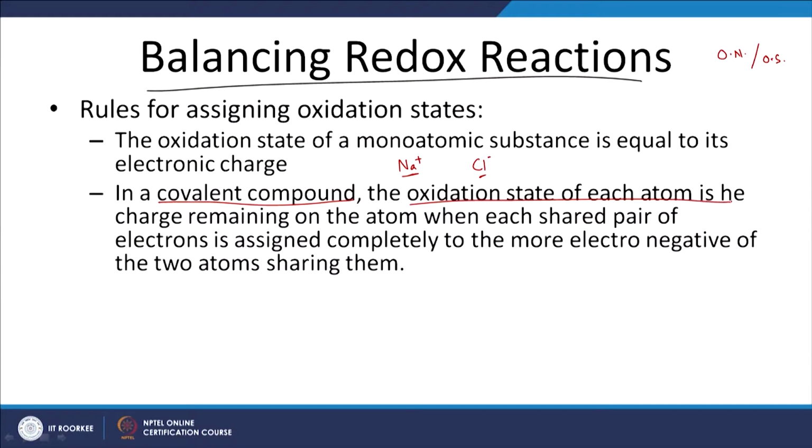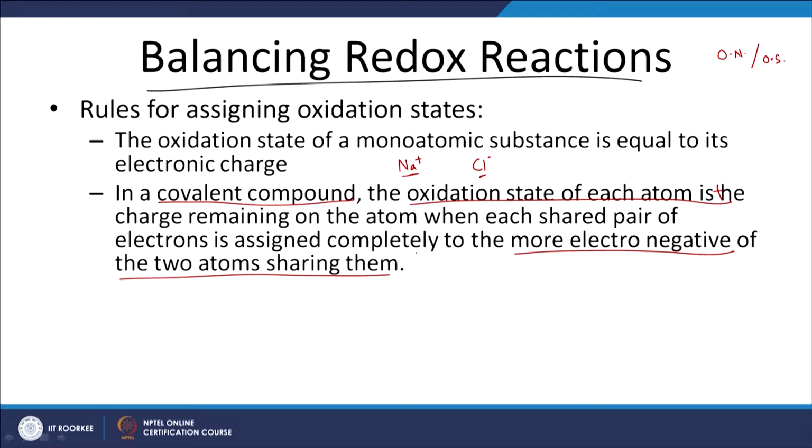So for example, if a compound is more electronegative, it will pull the electrons more towards itself rather than the other compound here. So what do we have? The oxidation state of each atom is the charge remaining on the atom when each shared pair of electrons is assigned completely to the more electronegative of the two atoms sharing them.